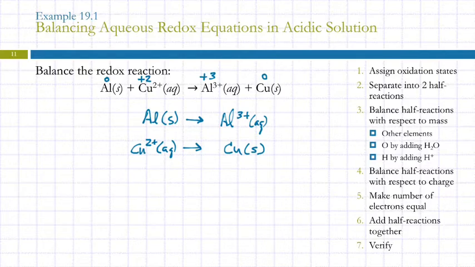Okay? I need to balance them with respect to mass. I look at this, well, 1 and 1, 1 and 1, that's done. Then we have to do the charge. So here I've got a total of 0 charge on the left side and +3 on the right side. The only thing I can do to fix this is adding electrons that have negative charges. So I've got a +3 over here, and I need that to be 0, so that means I need to add 3 electrons.